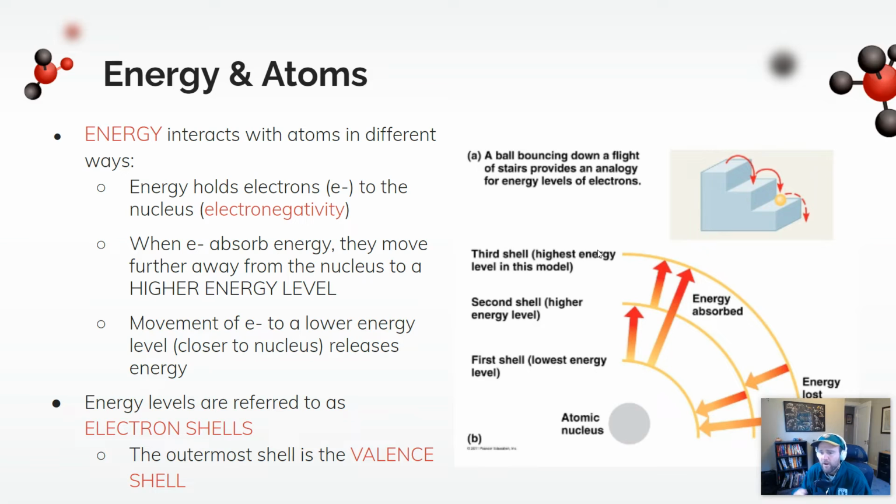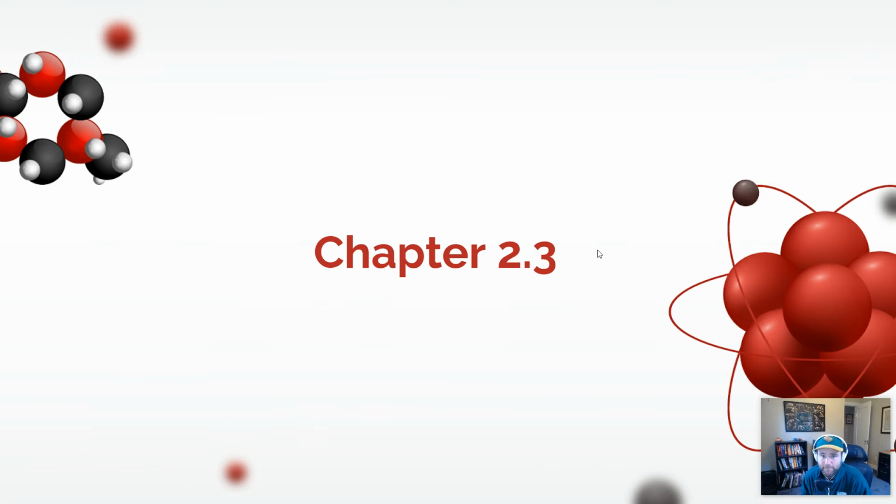And where it is in relation to the nucleus is going to be referred to as its electron shell. So electrons are stored in shells in groups of 8, except for the very first electron shell, which has 2. So it's 2, 8, 8, 8, 8, and so on. Whatever the outermost shell is, we refer to as its valence shell. And that's going to be really important for understanding bonding, is how many electrons are in the valence shell or the outermost shell of an atom.